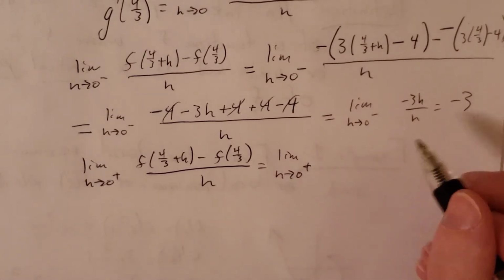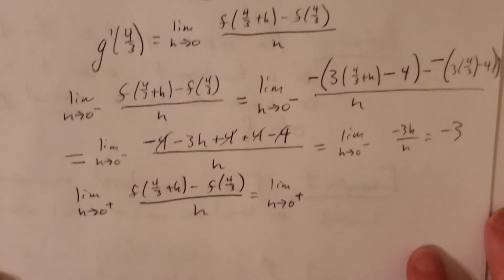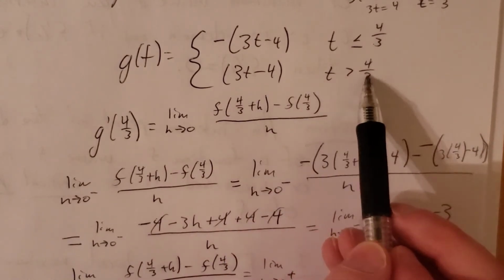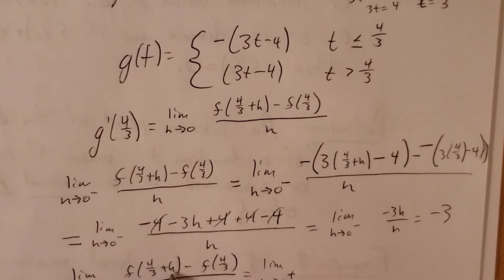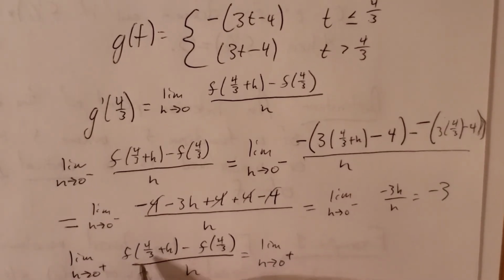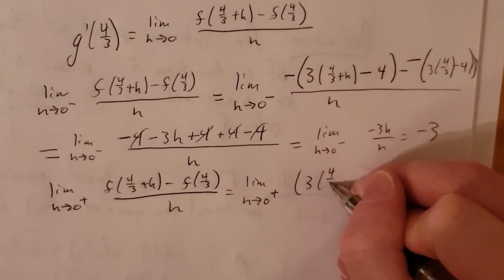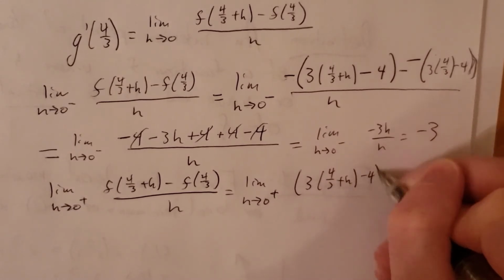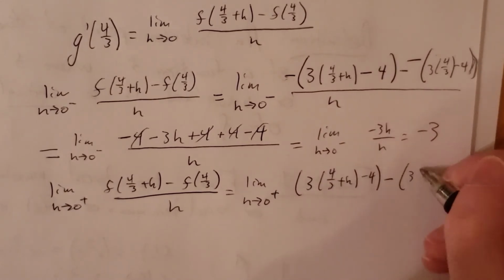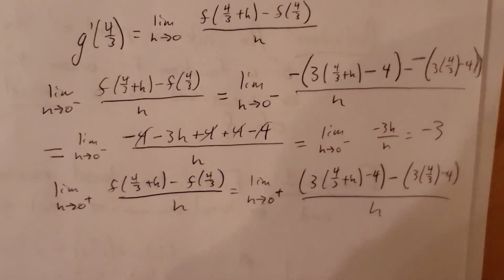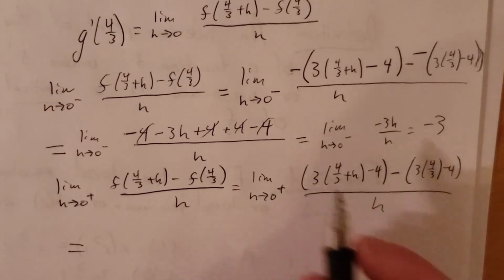Now, if h approaches 0 from the right, we are using this expression because t is just bigger than 4/3, right? If we have a value that's positive here and we add it to 4/3, then this t value is just bigger than 4/3. So this is a positive 3 times 4/3 plus h minus 4 minus positive 3 times 4/3 minus 4 all over h. What is this equal to?